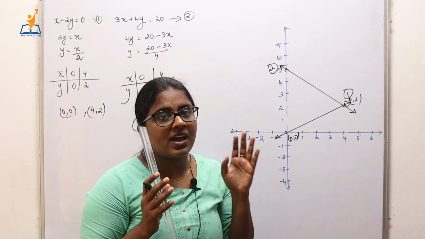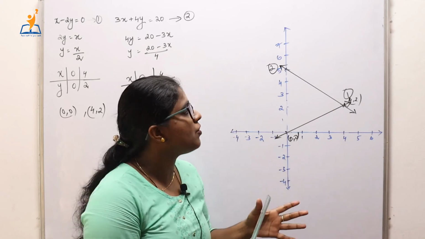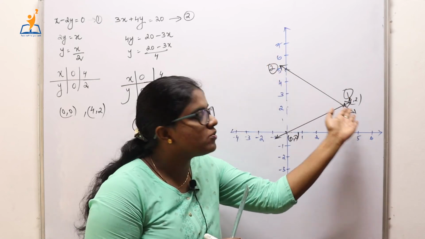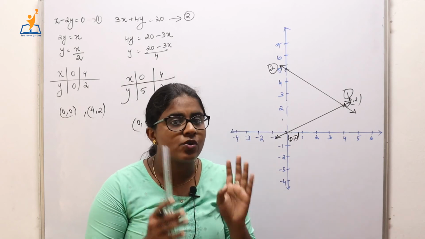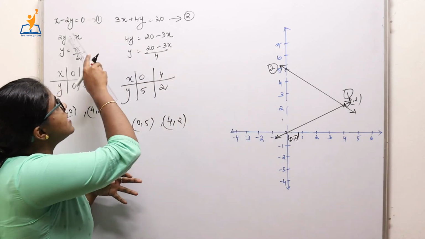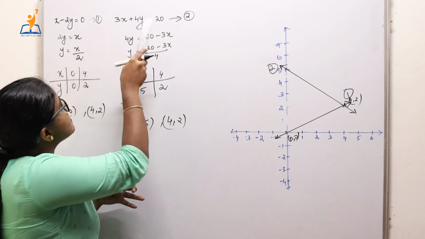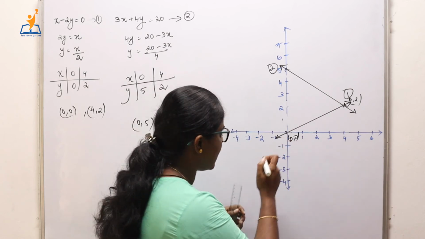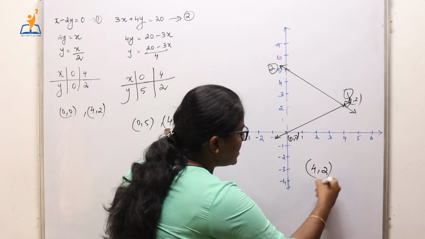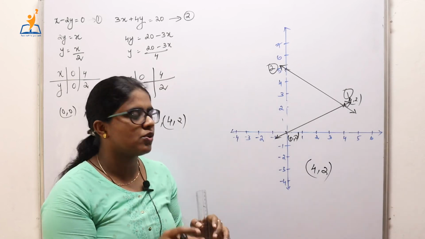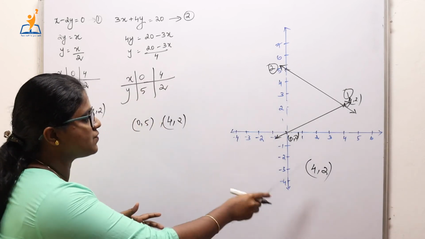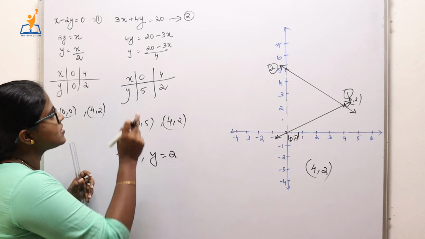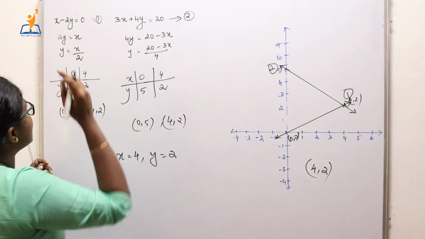Now we got the graphical representation for both of these lines, and this is the solution for equation number 1, and this is the solution for equation number 2. The solution of the pair of linear equations in two variables is the point of intersection of these two lines, and that is 4, 2. There is only one point of intersection, so there is one and only one solution, that is 4, 2. Therefore x equal to 4 and y equal to 2 is the solution for this pair of linear equations. Let's verify that.